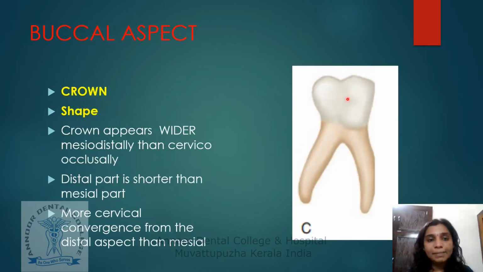Let's see the buccal aspect of primary mandibular first molar. The crown appears wider mesiodistally than cervico-occlusally. This is the distal part and this is the mesial part, and the distal part is shorter than the mesial side. Also, the distal part shows more cervical convergence compared to the mesial side.